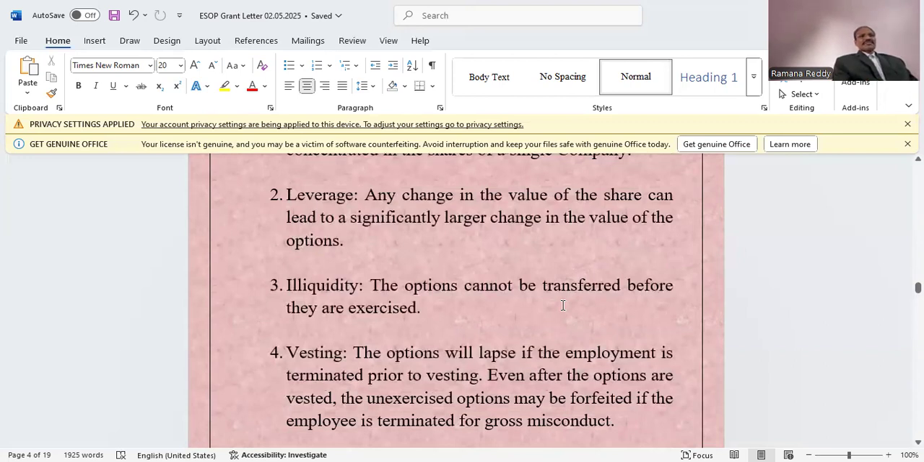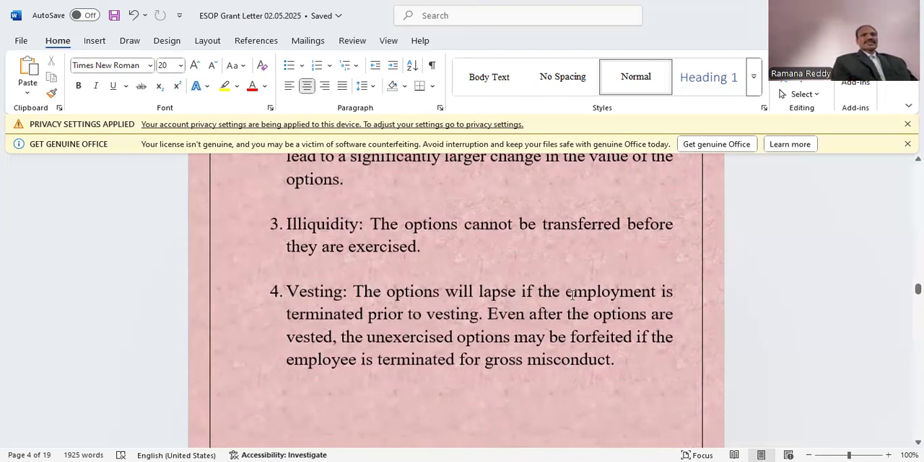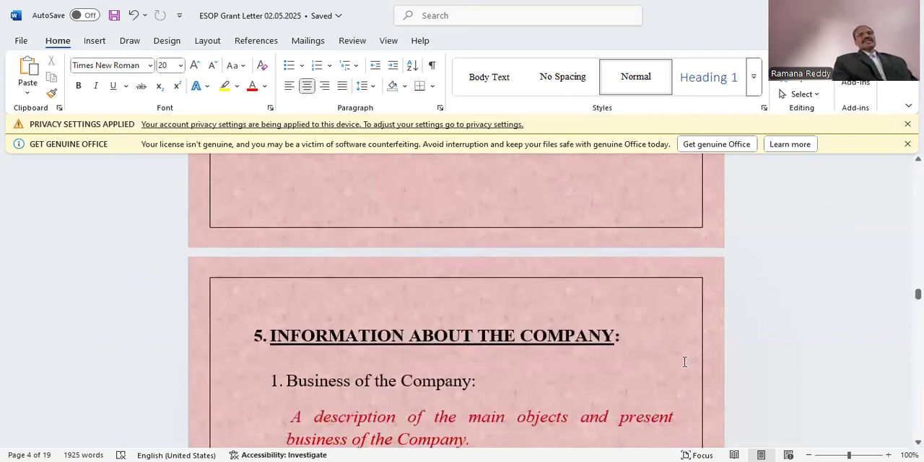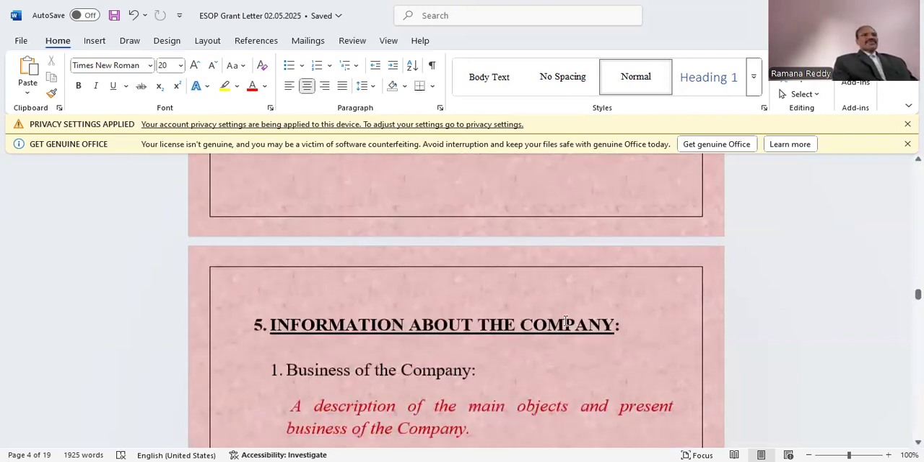Illiquidity: the options cannot be transferred before they are exercised. Once you are granted options, they are not transferable till exercise. And vesting: the options will lapse if the employment is terminated prior to vesting. During the vesting period itself, if the employee is terminated due to misconduct, options vested may be affected. The unexercised options may be forfeited if the employee is terminated before exercise for gross misconduct. So these are all the risk factors which will be mentioned in the ESOP grant letter.